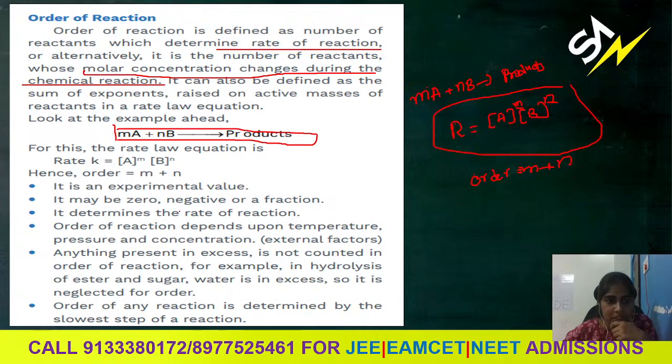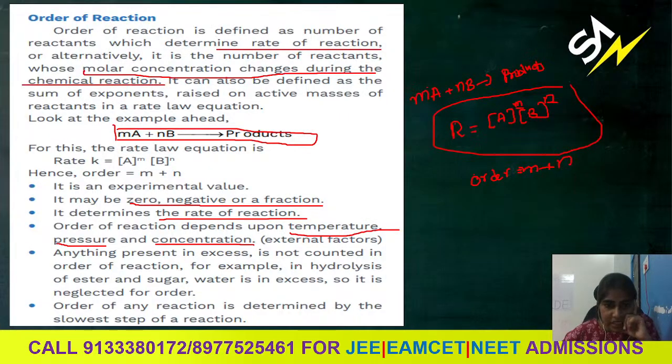Order may be 0, negative or a fraction, while molecularity is only a whole number. It determines the rate of the reaction. Order of reaction depends upon temperature, pressure and concentration. This is one of the important points.